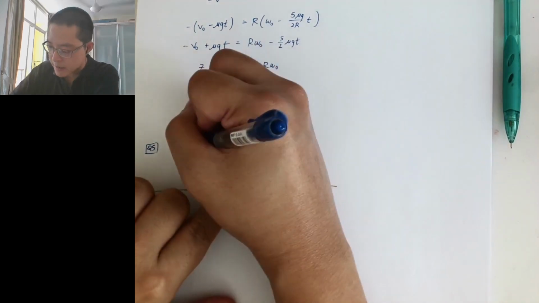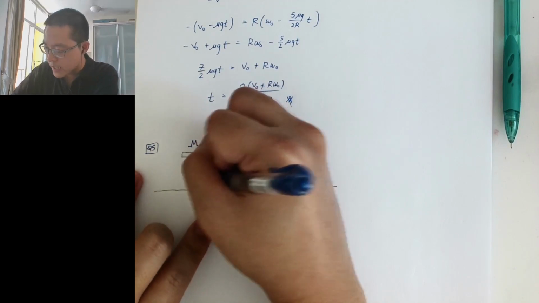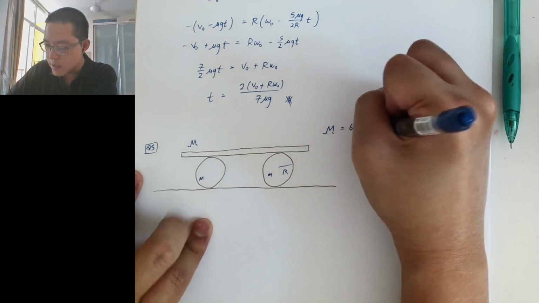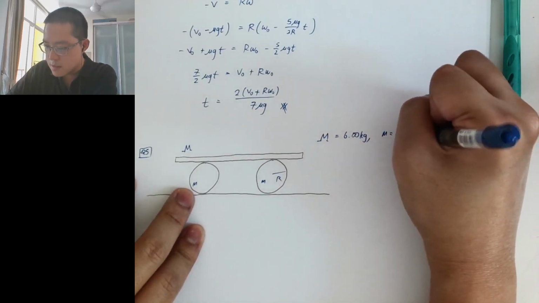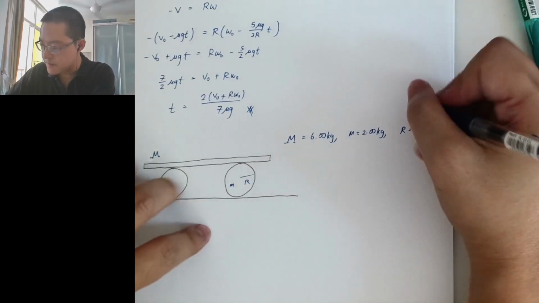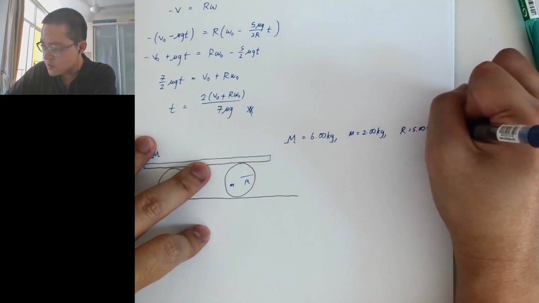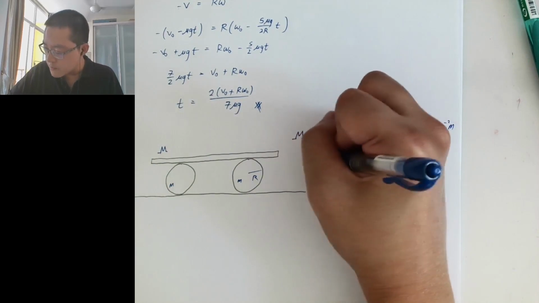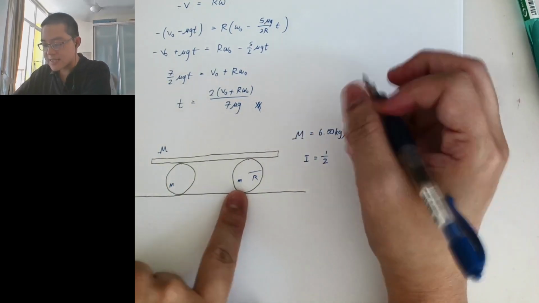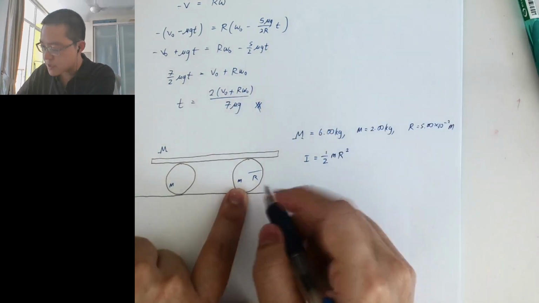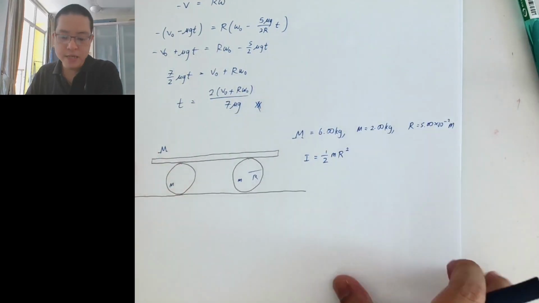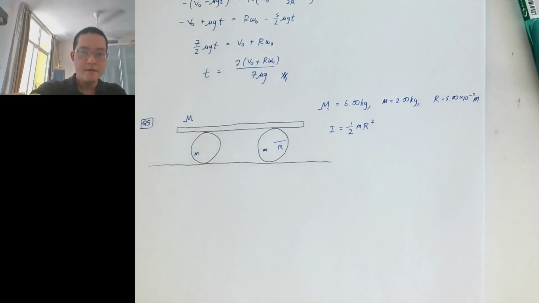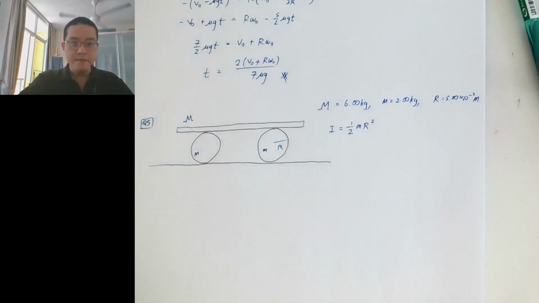So the upper plank is having mass big M. Each of these is having small m, and the radius is r. So all the data are given. The big M is 6 kg. The small m is 2 kg. The radius is 50 cm, 5 times 10 to the minus 2, converting to meter. These two are cylinders, so the moment of inertia is half small m r squared, because we are talking about the mass of the cylinder. The big M is the mass of the plank.